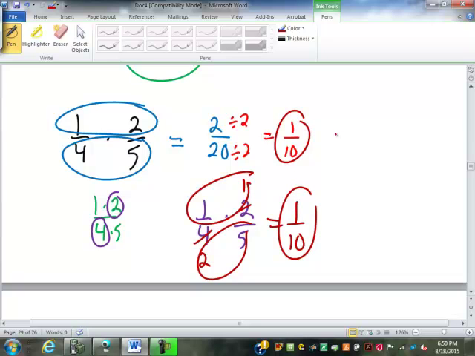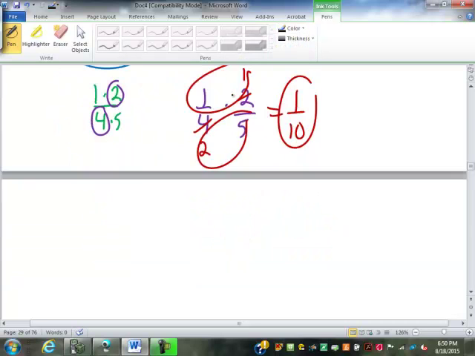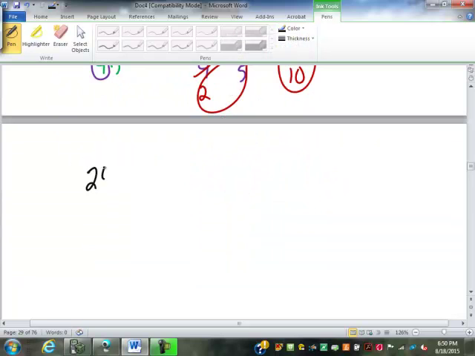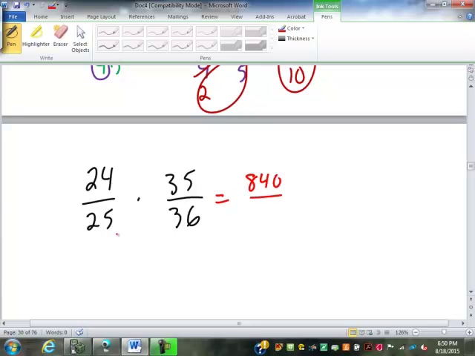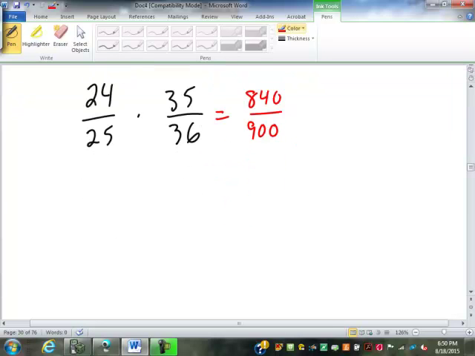Now in a problem like this, it's about the same amount of work to do it either way. But we could run into problems like this one. Where we could multiply this out and reduce, but 24 times 35 is going to be, what, like 840? So 24 times 35 is 840. 25 times 36 is like 900. Then we could reduce that. Or we could do the cross-canceling and reduce it before we multiply.